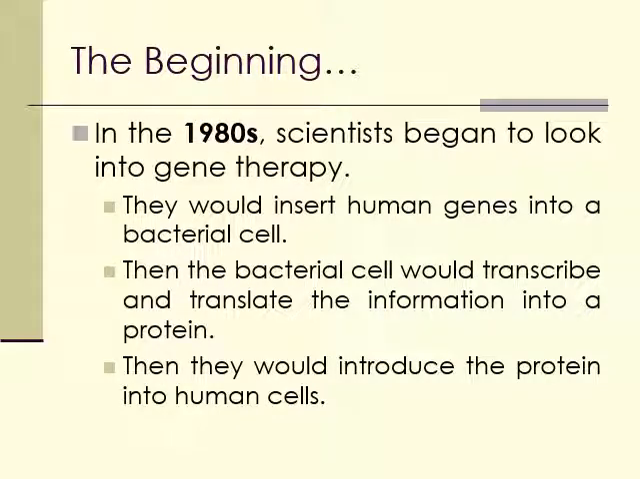So in the 1980s, scientists began to look into gene therapy. They would insert human genes into a bacterial cell. Then the bacterial cell would transcribe and translate the information into a protein. Then they would introduce the protein into the human cells. So the bacterial cells would be the vector, or the carrier, of the human gene.